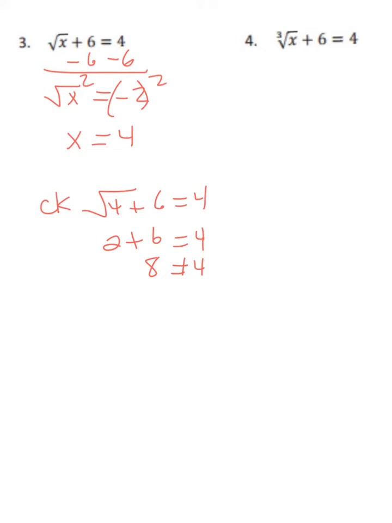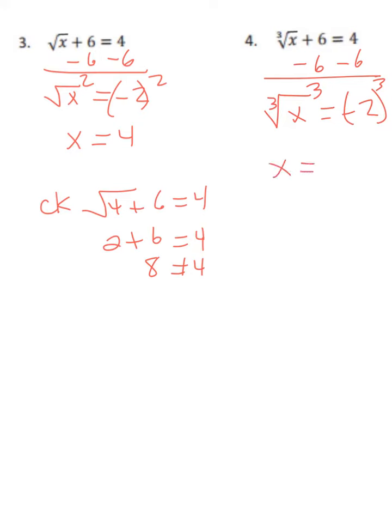Take a look at the next one, number 4. Same thing. Let's see what they got there. Subtract 6 from both sides. So now I get the cube root of x equals negative 2. So what do I have to do? Cube both sides. Remember, you're cubing both. Then the cube and the cube root cancel.